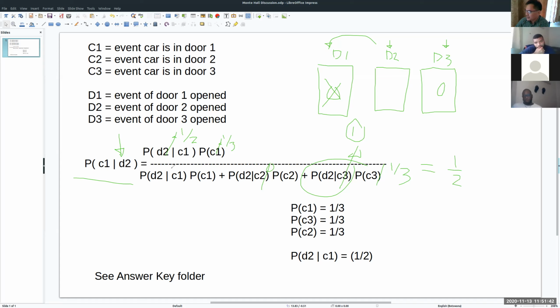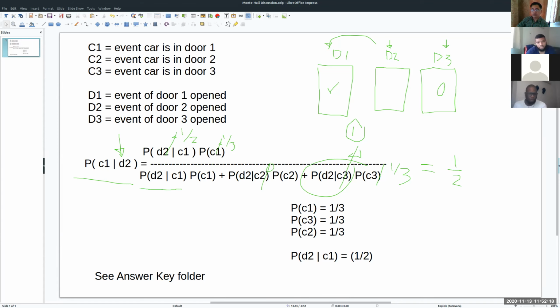Anyway, their explanation is that given that the car is in door three, let's just erase this one. Given that the car is in door three, and then the player chose door two, the host is left with only one door to open, door one. That's why it is one. For sure, it will open this one. So now what about this one?